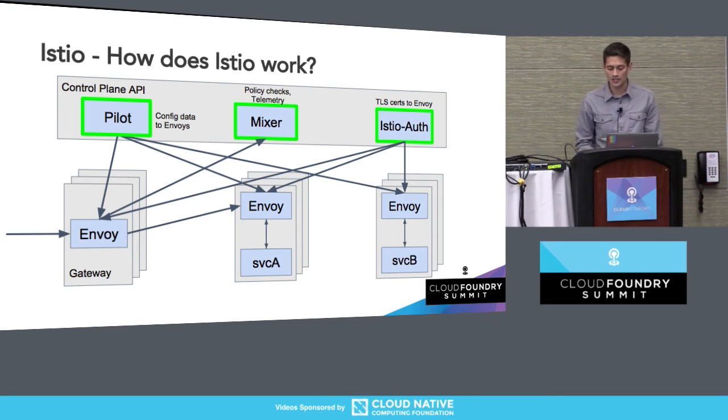The next piece is Istio Auth. This is really what's responsible for managing certs within the platform, and this happens asynchronously. That Auth can just update the Envoys. And then really the part that the routing team has been interested in is Pilot. And so Pilot is responsible for updating the configuration for the Envoys. And this also happens just asynchronously.